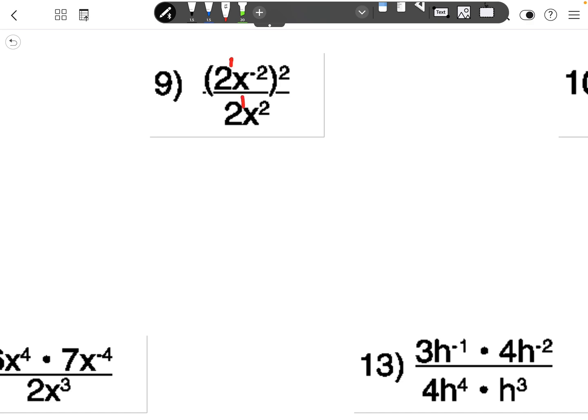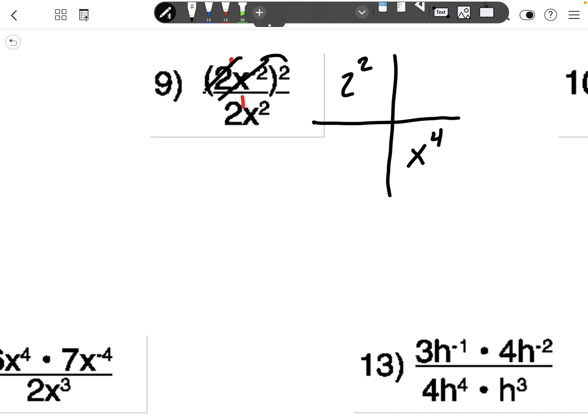Again, I can fill in exponents for ones that aren't there yet. I can fill out my chart. So 2 to the second power, 1 times 2 is 2. And x and negative 2 times 2 is negative 4. It's on the top, so I'm going to write it on the bottom and make it positive 4. That's this one and this one.